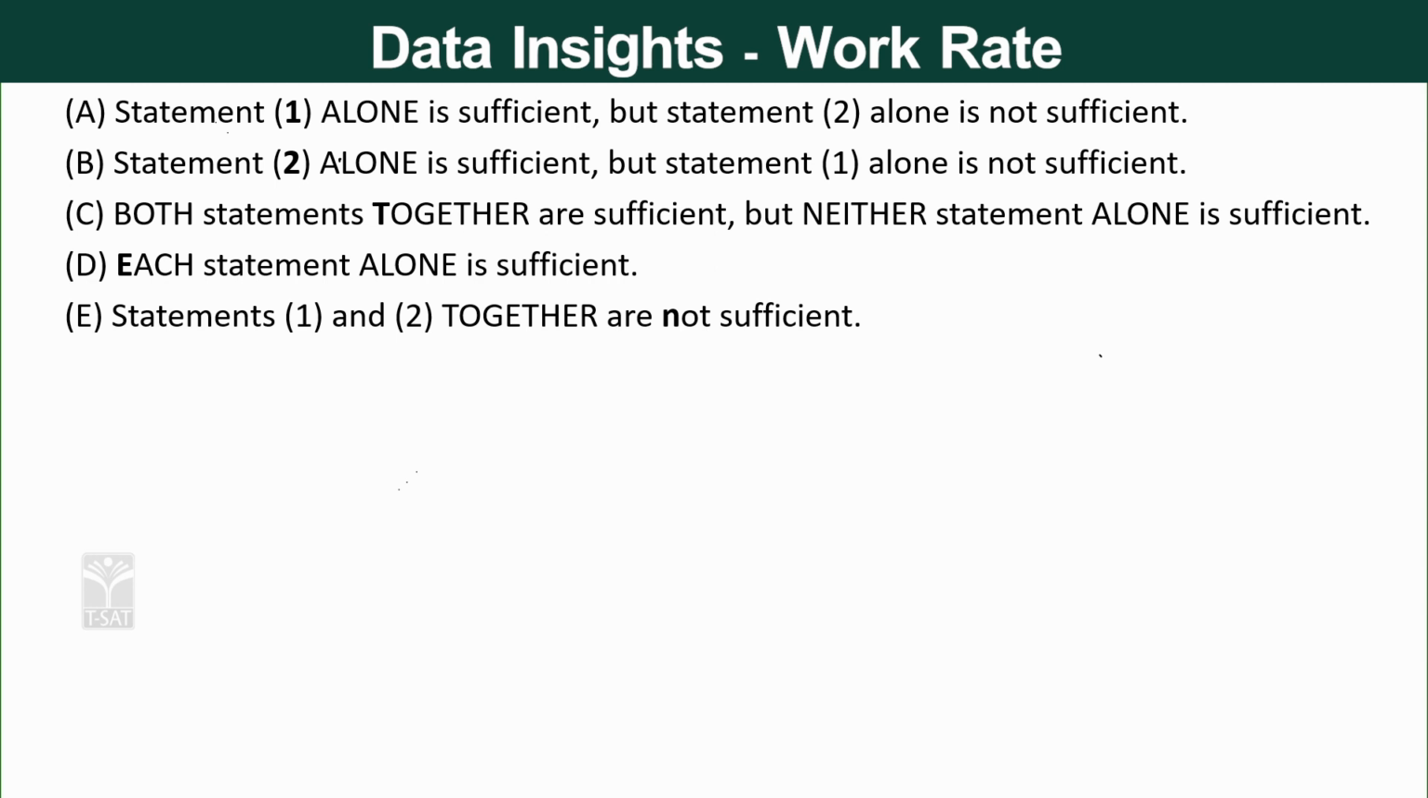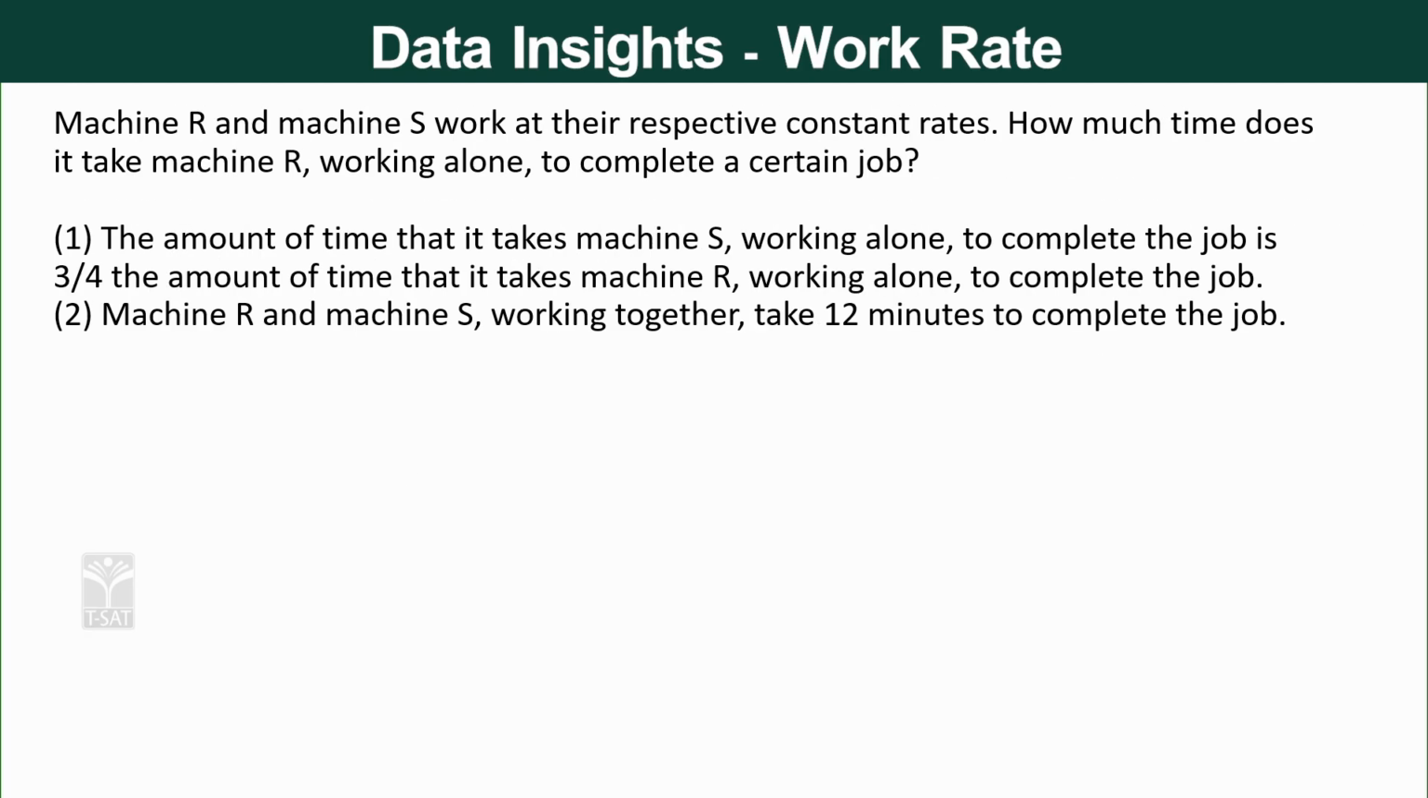Answer option C is when both statements together are sufficient, but neither statement alone is sufficient to answer the question. Answer option D is when each statement alone is sufficient to answer the question. And answer option E is when statements 1 and 2 together are not sufficient to answer the question. So, let us look at some questions now.